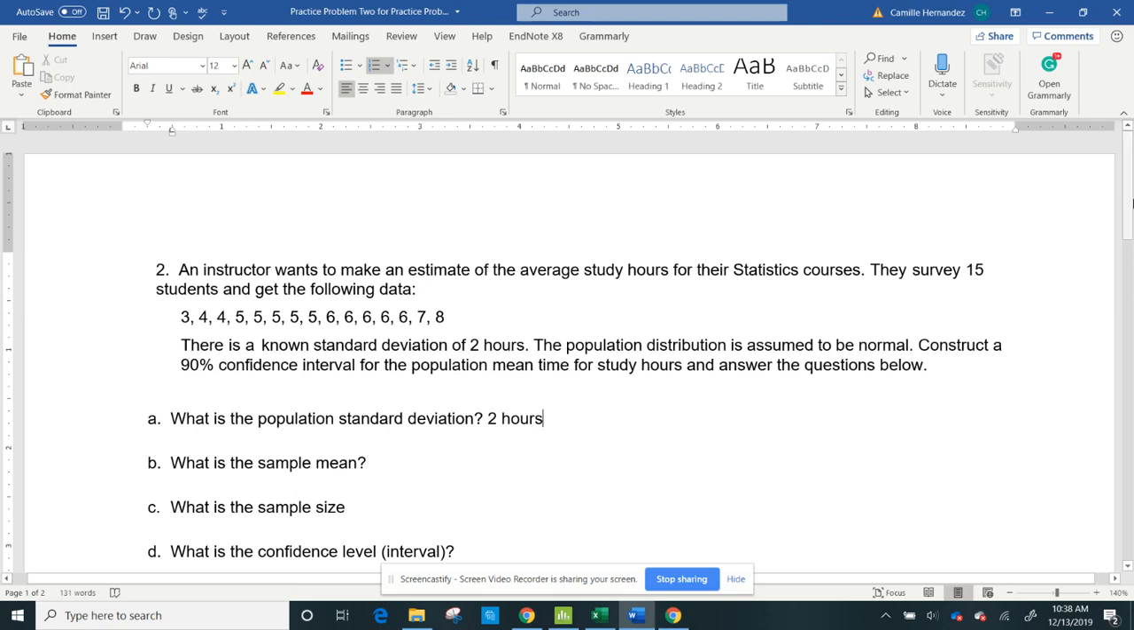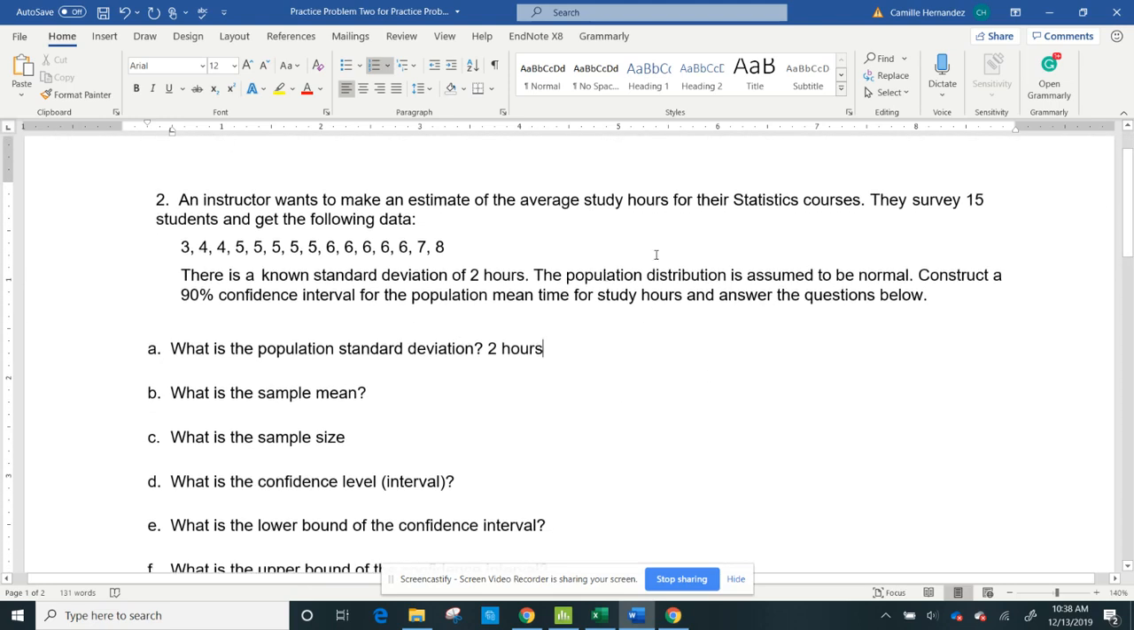So then it asks, what's the sample mean and the sample size? Well, I know the sample size is 15 people, or students. So we'll just call them students. But I don't know the sample mean. Well, Minitab will help me do that. And the next thing I can answer before I go to Minitab is what's my confidence level? I'm doing 90%. All right, so I need to take this data and I need to put it in Minitab.